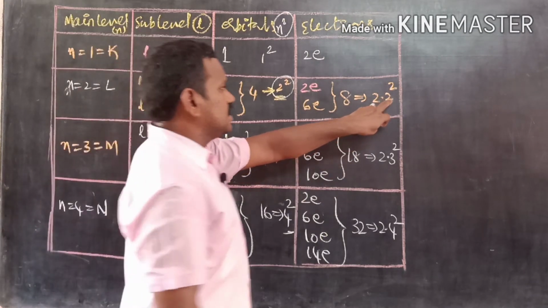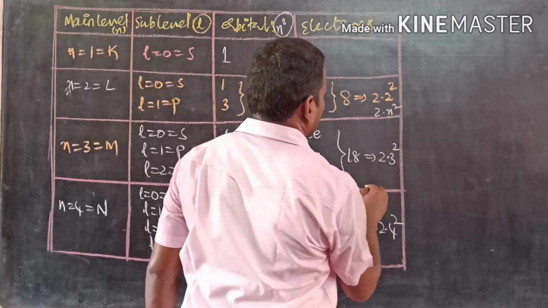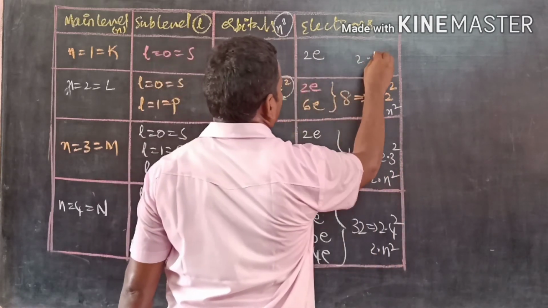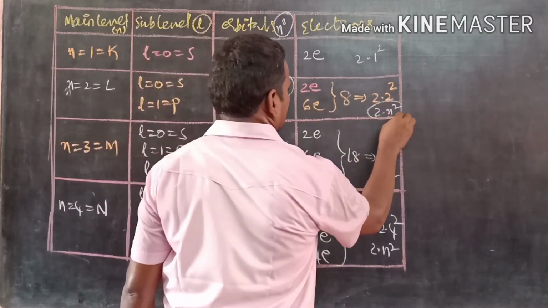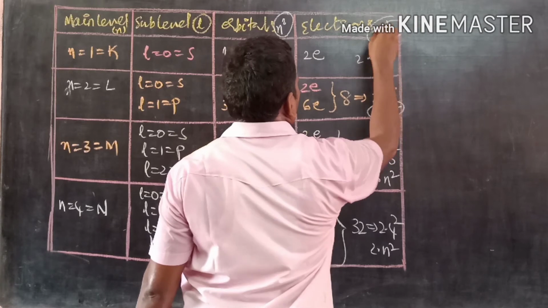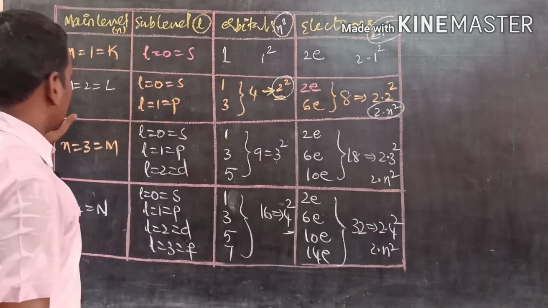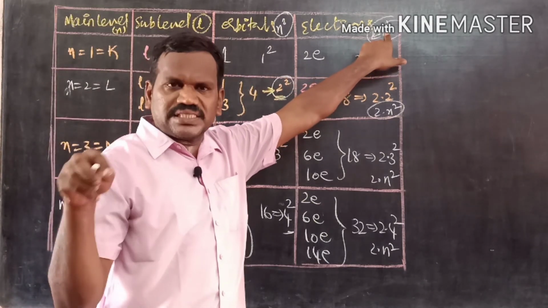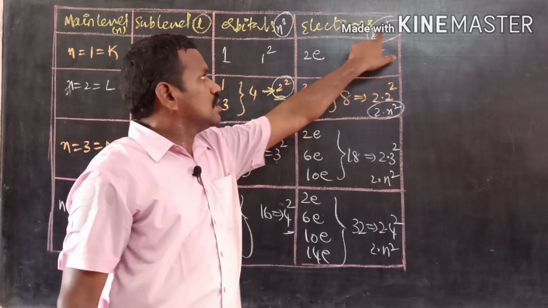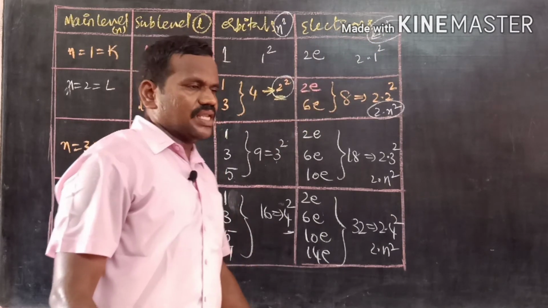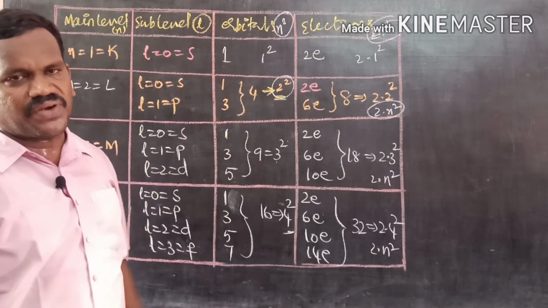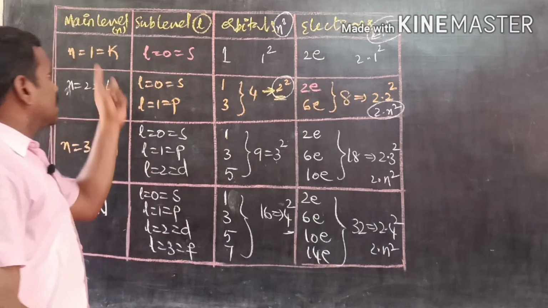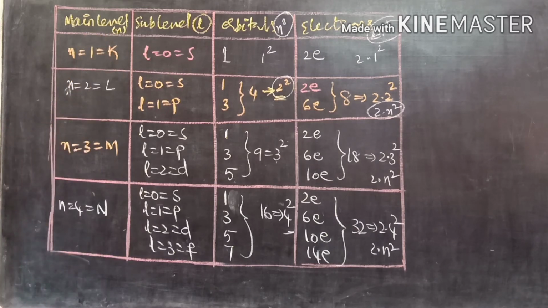Then what about this? This can be written as 2 into n squared, here also 2 into n squared, and here 2 into 1 squared. This 2n squared indicates the number of electrons present in a given main level n. If n is the main level, 2n squared is the formula for the number of electrons present in the main level. n squared is the formula for the number of orbitals, and 2n squared is the formula for the number of electrons present in a given principal level or main level.